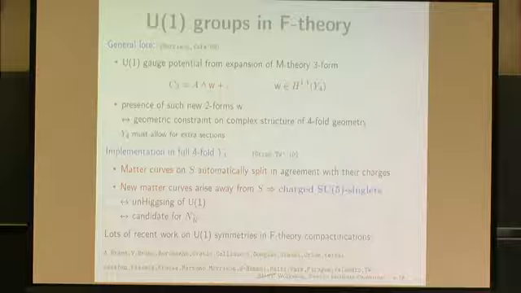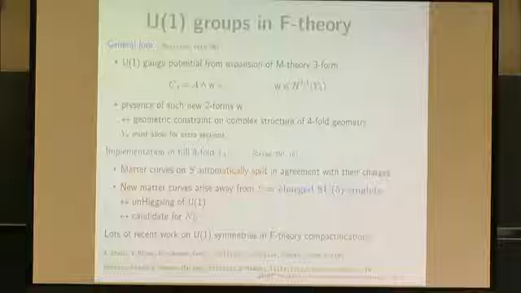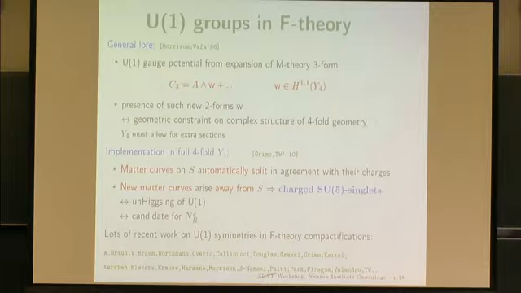So we need a suitable new 2-form in our geometry that gives rise to a U1, which is, however, not just the Cartan U1 of an SU5. And in order to get new 2-forms, we need to place extra constraints on the complex structure of our 4-fold geometry. Technically, this means that our elliptic fibration must admit extra sections, so it must have a non-trivial Mordell-Weil group. And indeed, there's been a lot of work trying to understand this from this geometric perspective.